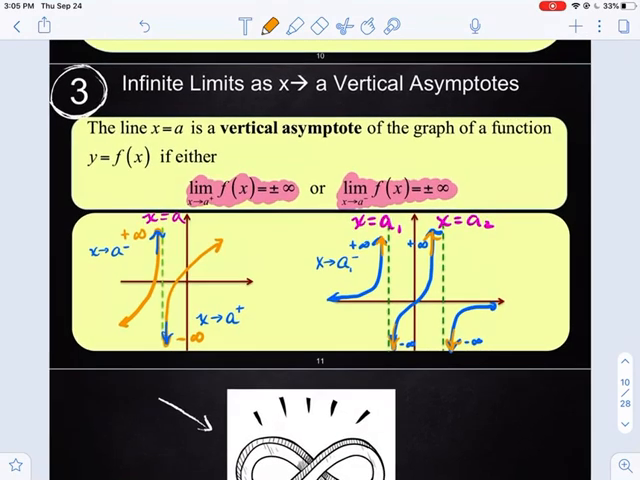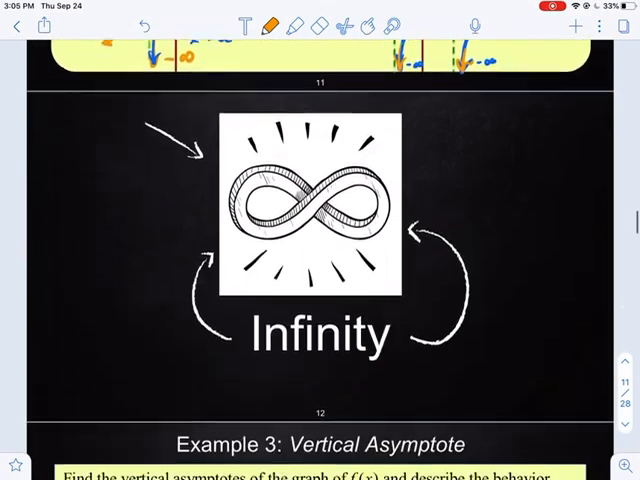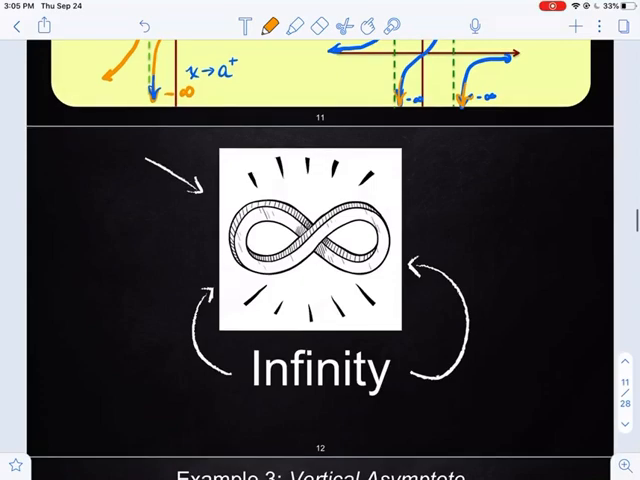If it's a vertical asymptote, this must be true. The limit must go to positive or negative infinity. Okay, so infinity, quite a big deal here.